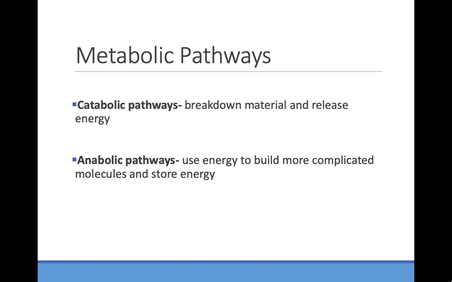Metabolic pathways go two ways. They can either be catabolic pathways, in which materials are broken down and their energy is released from chemical bonds as they're broken. Or we can have anabolic pathways. Anabolic pathways are building pathways where energy is put into molecules in order to build those more complex biological molecules, and even just any molecules within the cell.